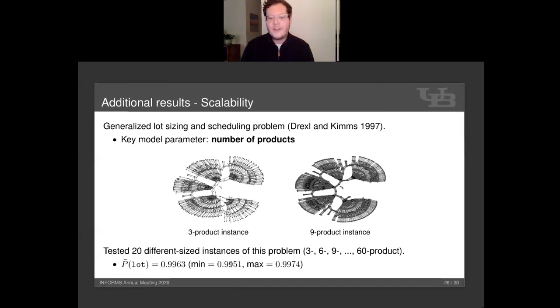And we see that this value does not change very much as these instances scale. So of these 20 instances, the lowest probability of belonging to the lot sizing class was 99.5%, and the highest probability among these instances of belonging to the lot sizing class was 99.74%. So we see that our approach scales well with instance size.